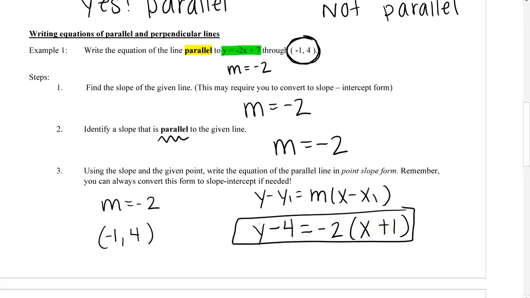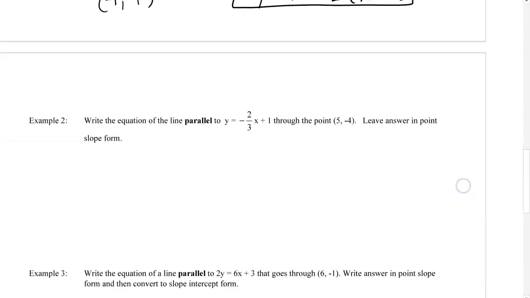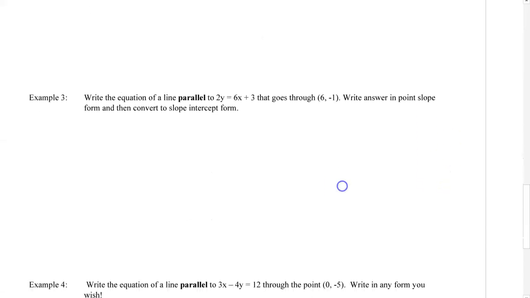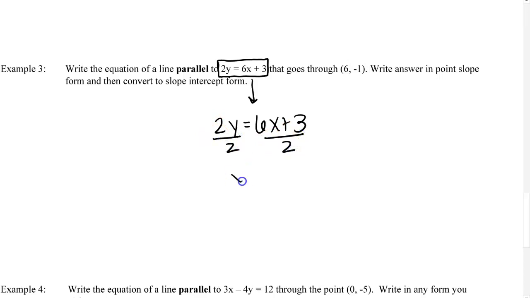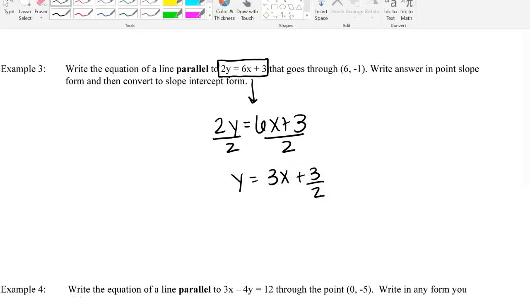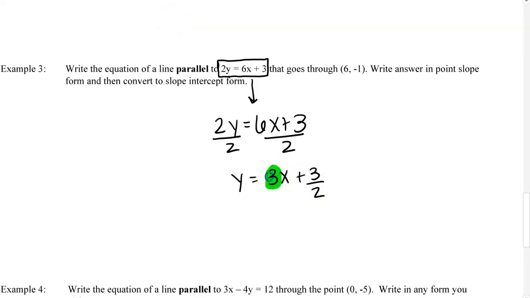We'll do one more example where you would have to convert the first line that they gave you. So when you look at this example, again, the only thing you care about from that equation is the slope. Right now, I cannot see the slope of this line because it is not in slope-intercept form. To get it in slope-intercept form, I would divide everything by 2. And even though I'm left with a fraction, I don't care because the only thing this equation is going to give me is the slope that I need to be using.